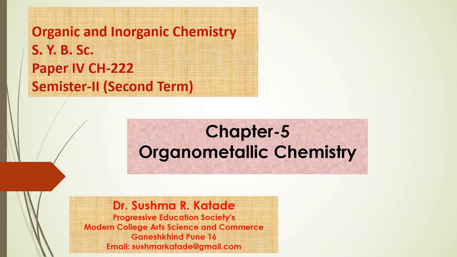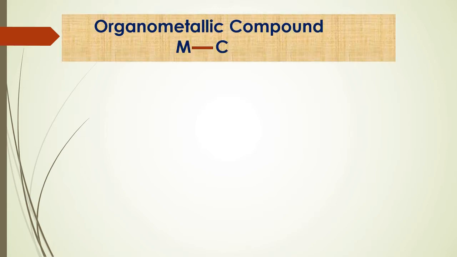Now what is meant by organometallic chemistry? Organometallic chemistry is the study of metal and carbon bond formation, which is also called an organometallic compound. We will study their preparation, structure, bonding and reaction. So what is an organometallic compound? Organometallic compounds are compounds which contain a metal and carbon bond, and when we study their properties, their preparation and their structures, that chemistry is called organometallic chemistry.